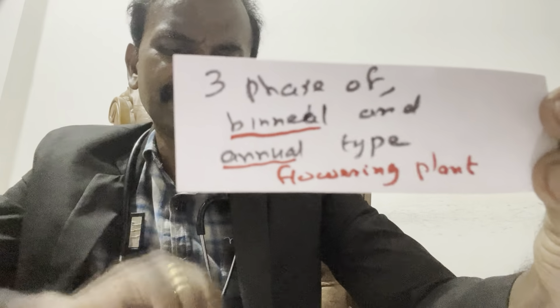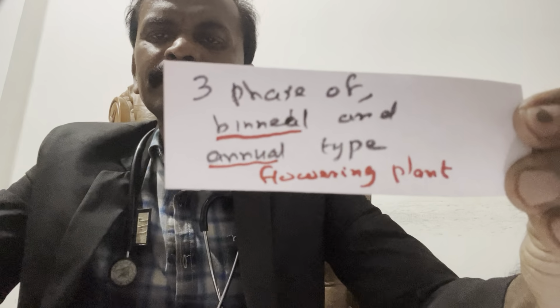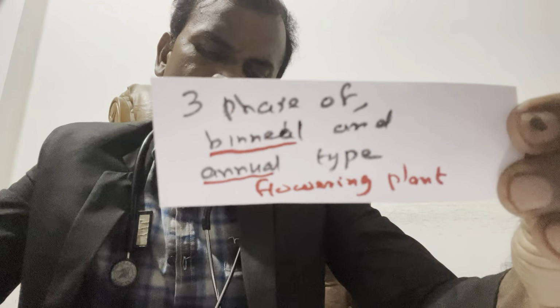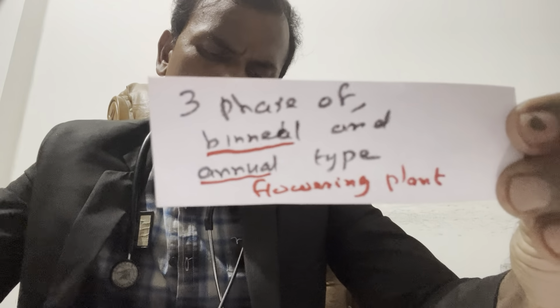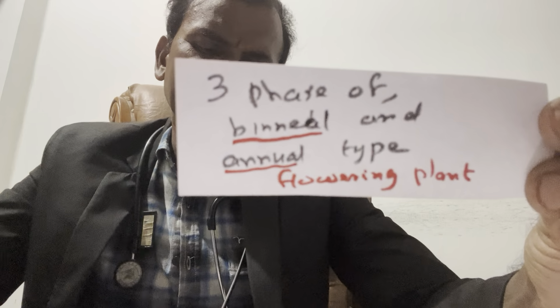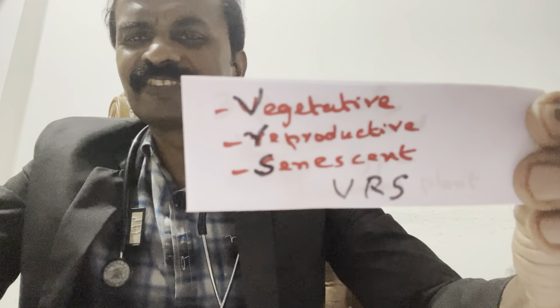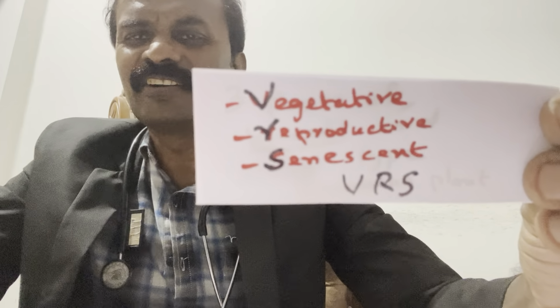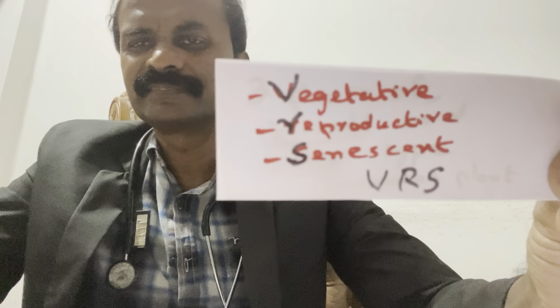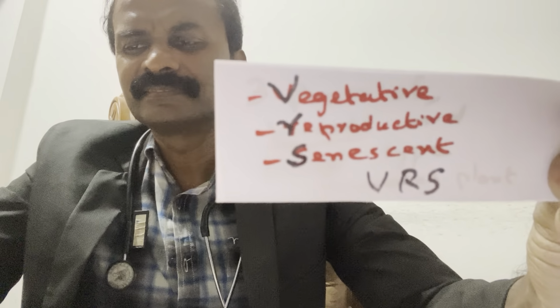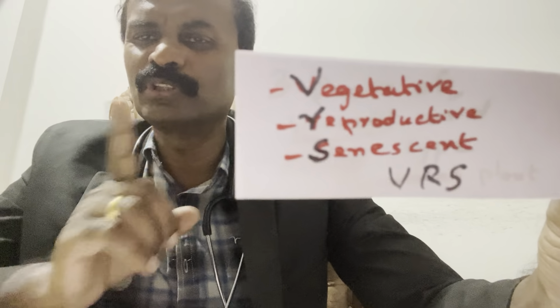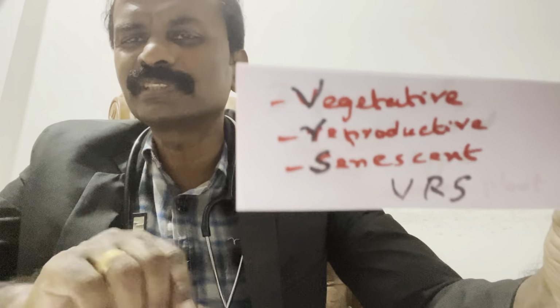Name three phases of biennial and annual type flowering plant. Do you know three phases? VRS, voluntary retirement system. VRS: vegetative, reproductive, senescent. You know this. Do you know the question now? You don't know the question.